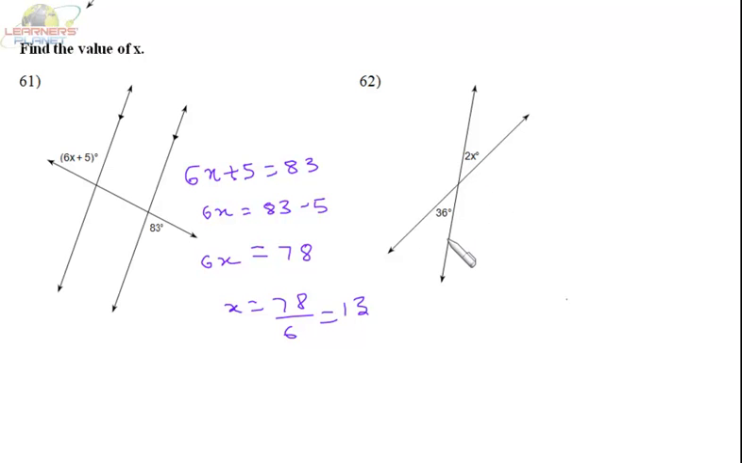Here we see 2x and 36. We see a shape of x over here. So 2x and 36, both of them are vertically opposite angle. So they will be definitely same. So 2x is 36. That means x is 18. Okay.